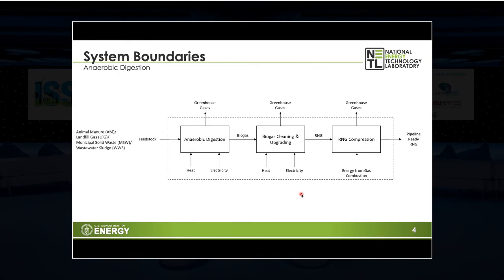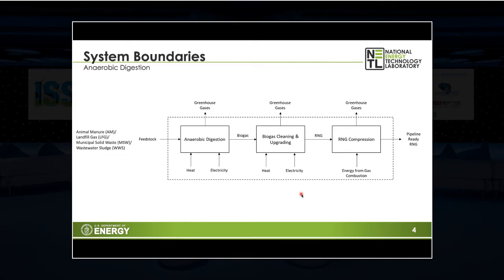High pressure water scrubbing, amine scrubbing using MDEA, and amine scrubbing with MEA. In the interest of time, I'll skip the detailed explanations of these processes, but in short, they are all two-stage processes where the high pressure water or amine reacts with the biogas to strip it of the carbon dioxide and other gases, leaving a predominantly methane stream of the RNG product.